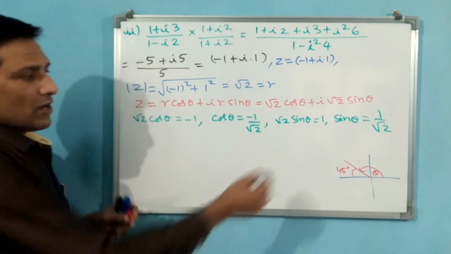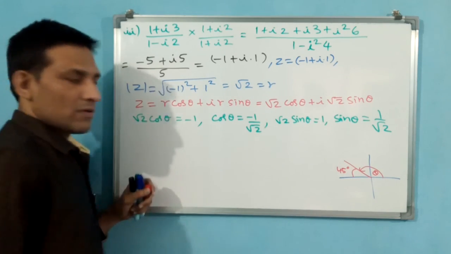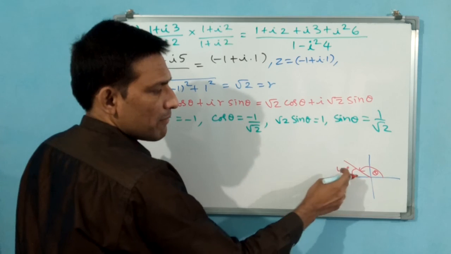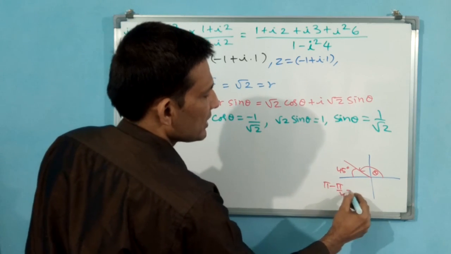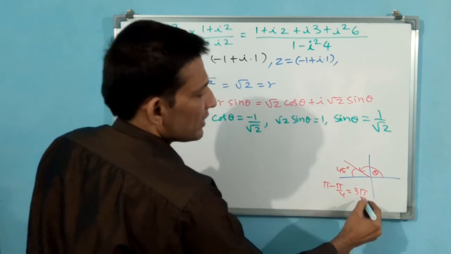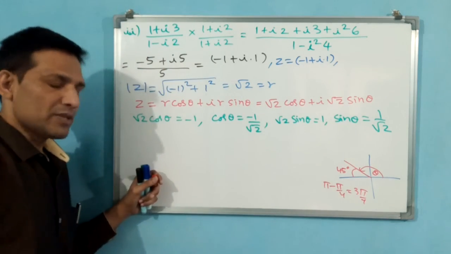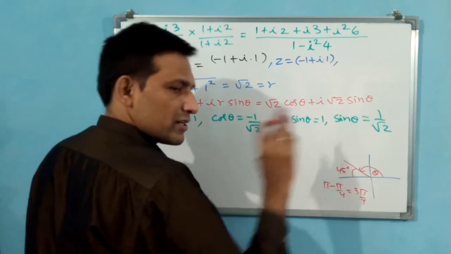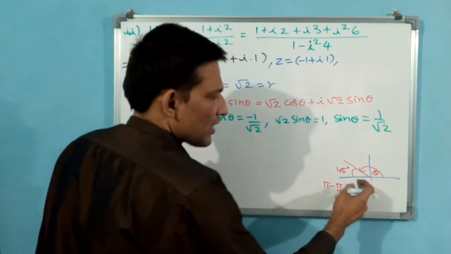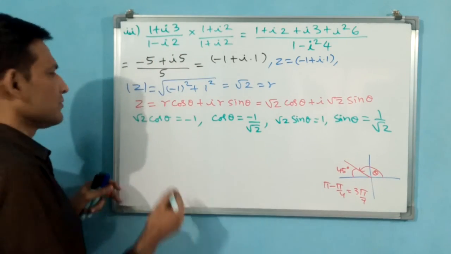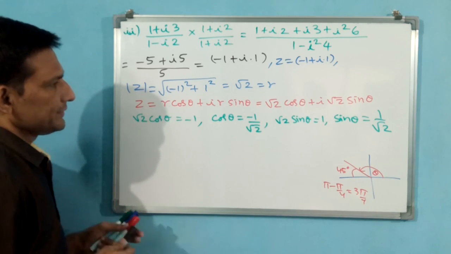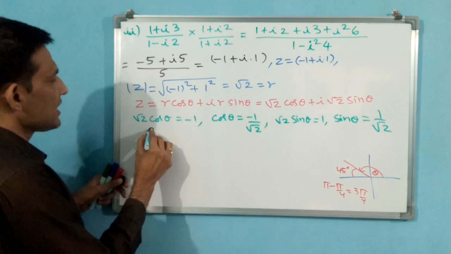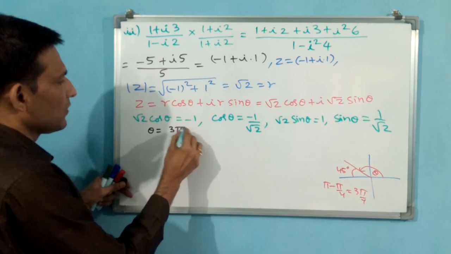Like that, rotate. Now how can you write? This is pi, 180 minus 45. That means pi minus pi by 4, that is equal to 3 pi by 4. This 3 pi by 4, is it positive? Yes, positive. Why? Because first quadrant, second quadrant positive angle, third, fourth negative angle. Here positive. You write positive angle. Theta is equal to 3 pi by 4.